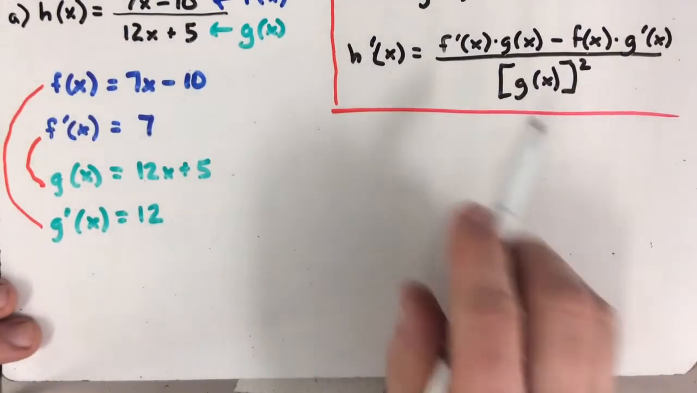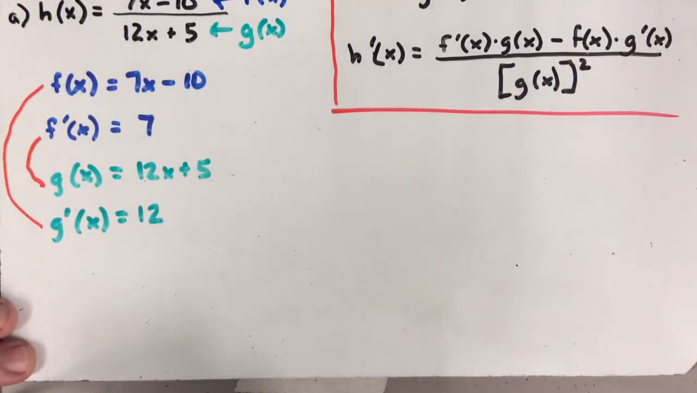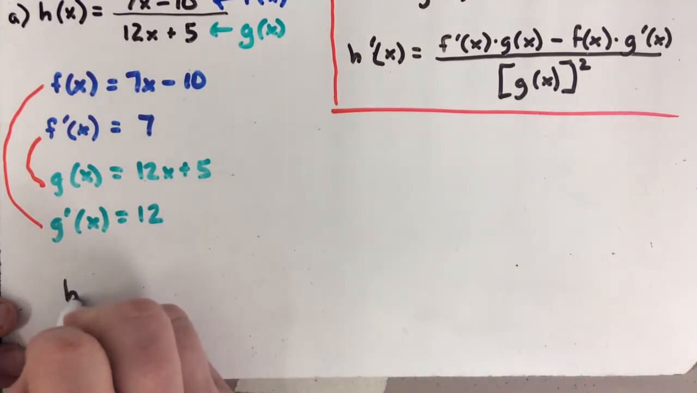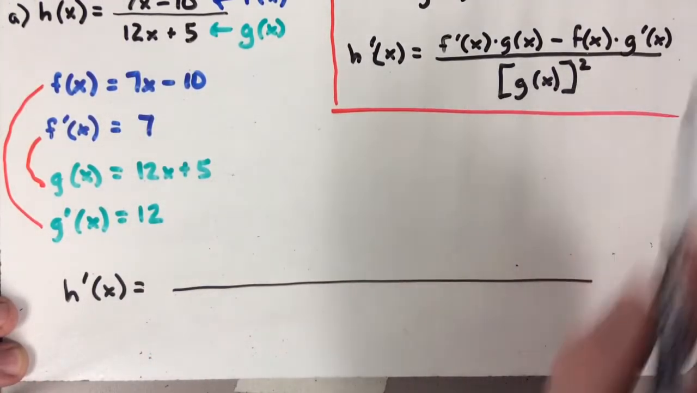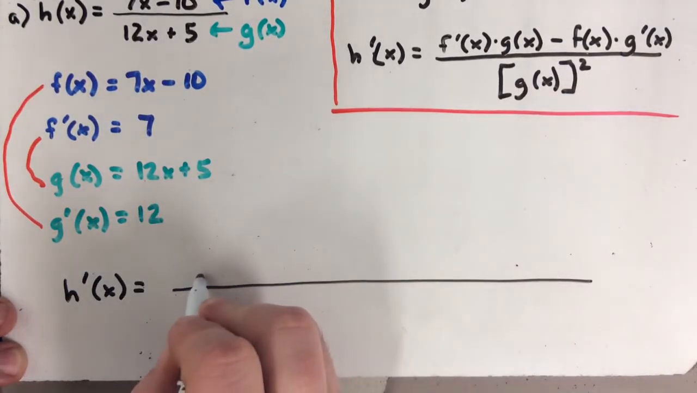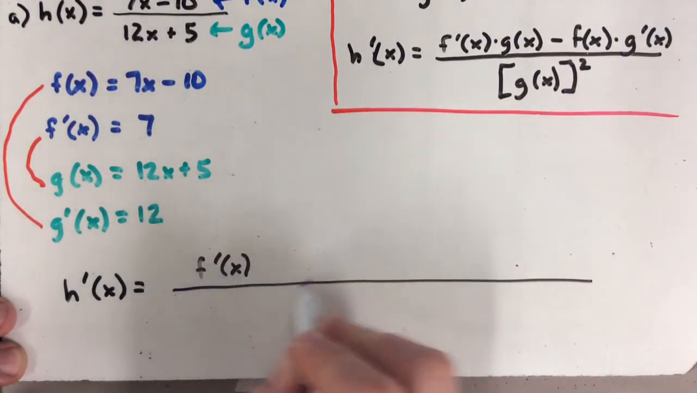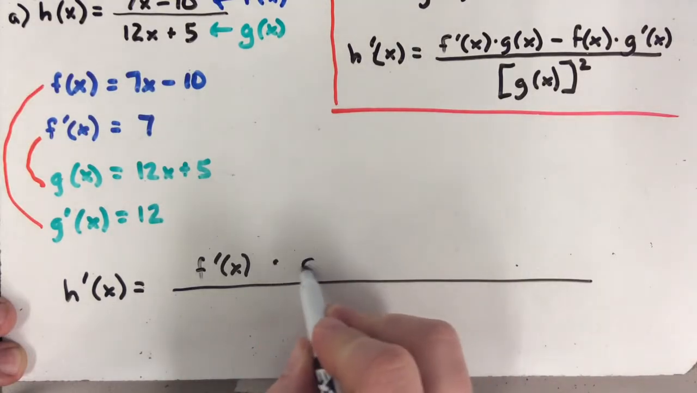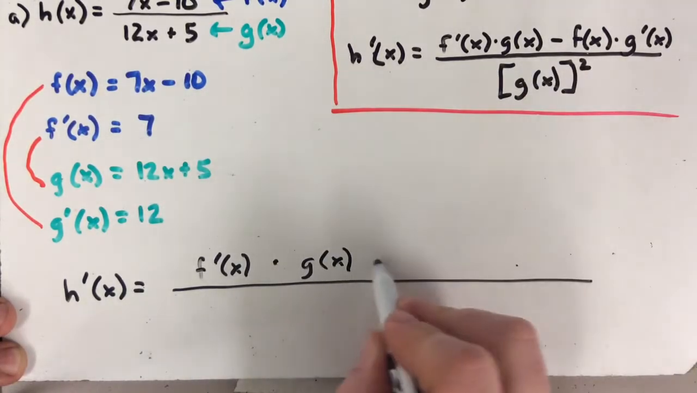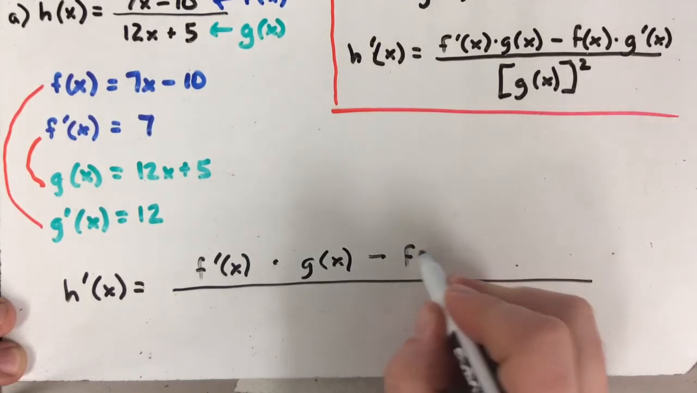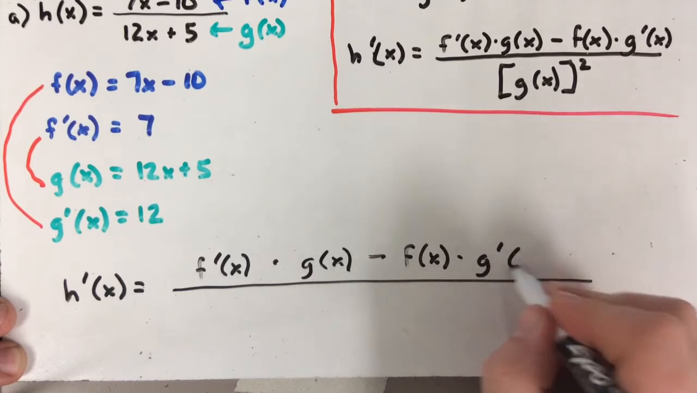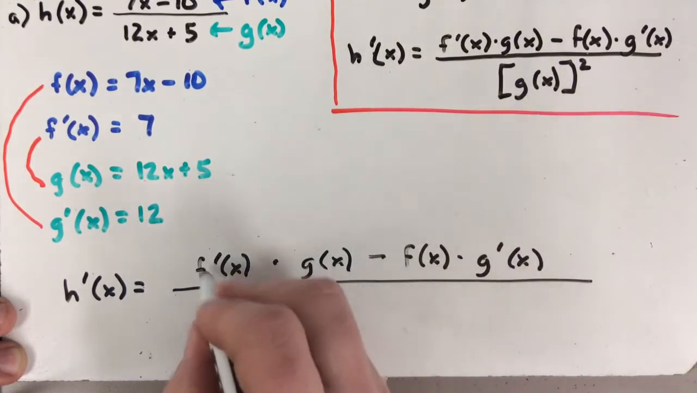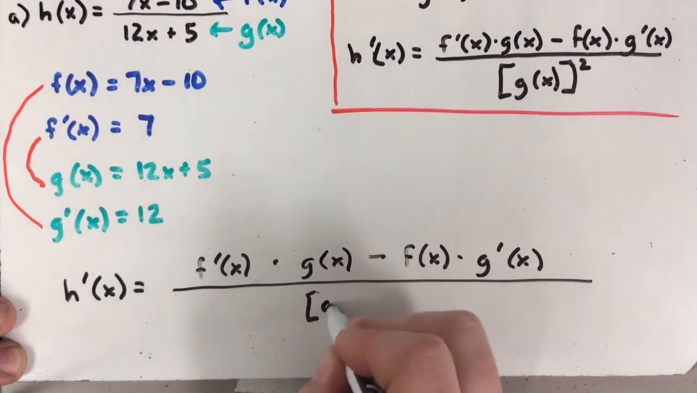Okay, so let me take our formula and write that down again here, but I'm going to spread things out a little bit. So here is the formula, h prime of x, this right here, that's equal to f prime of x times g of x minus f of x times g prime of x, and then all of that is over g of x squared.